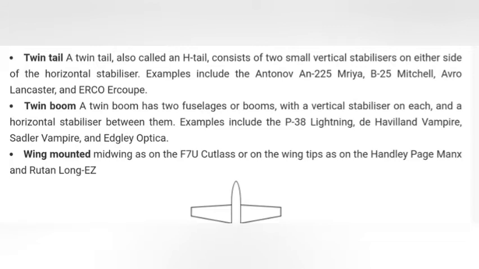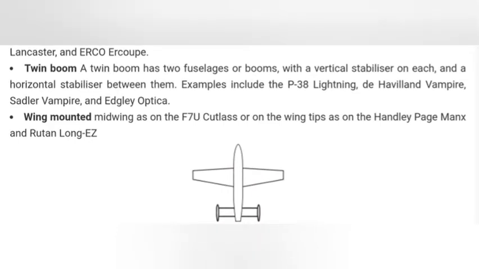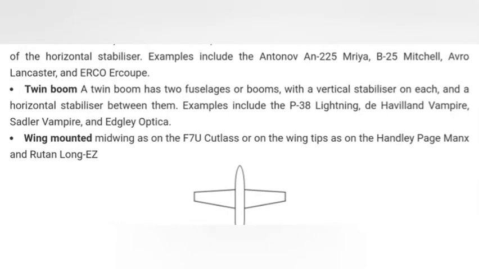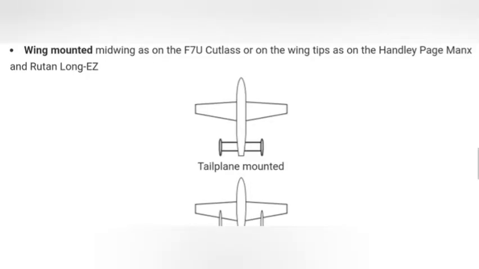Twin boom. A twin boom has two fuselages or booms with a vertical stabilizer on each and a horizontal stabilizer between them. Examples include the P-38 Lightning, de Havilland Vampire aircraft, and Edgley Optica. Wing mounted, mid-wing as on the F7U Cutlass or on the wingtips as on the Handley Page Manx and Rutan Long-EZ aircraft. The diagram shows these three types of aircraft.